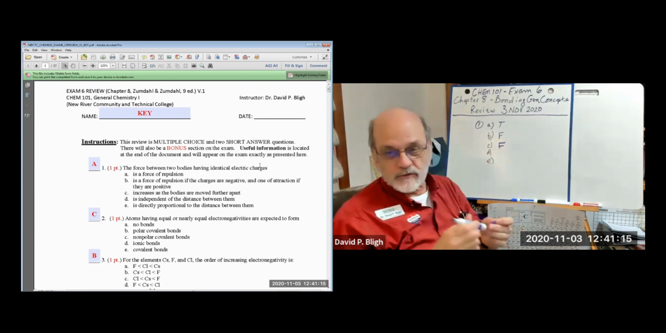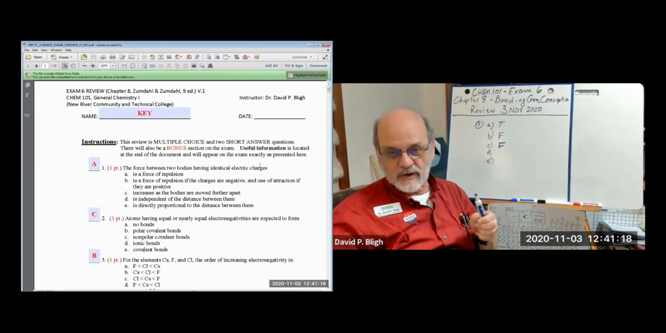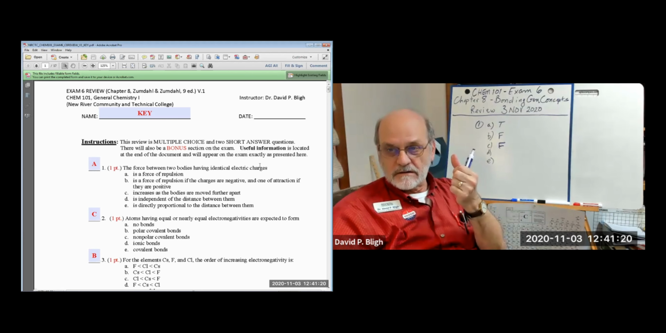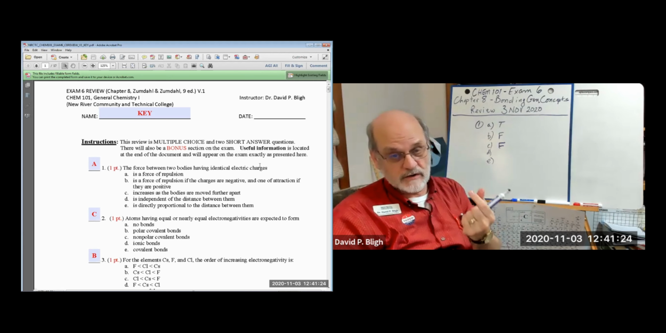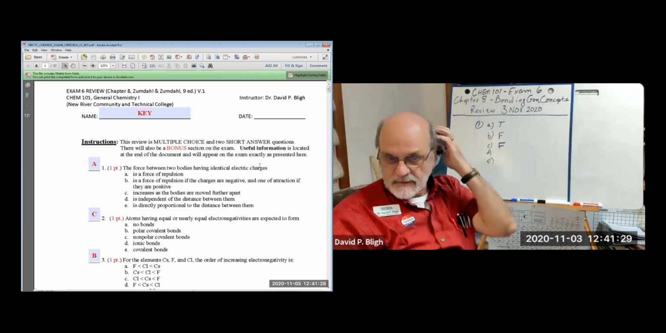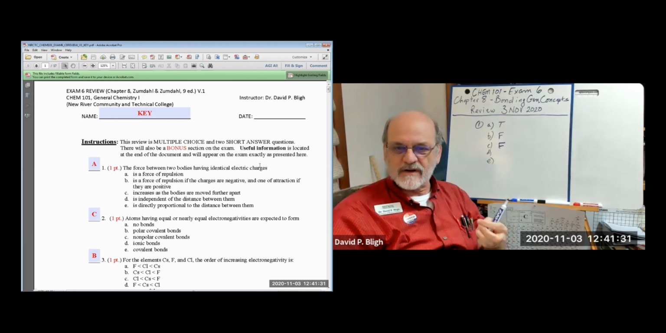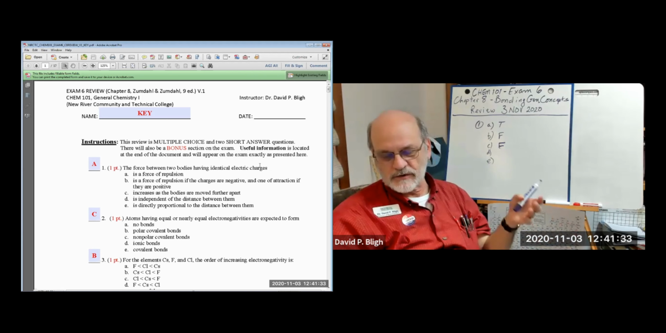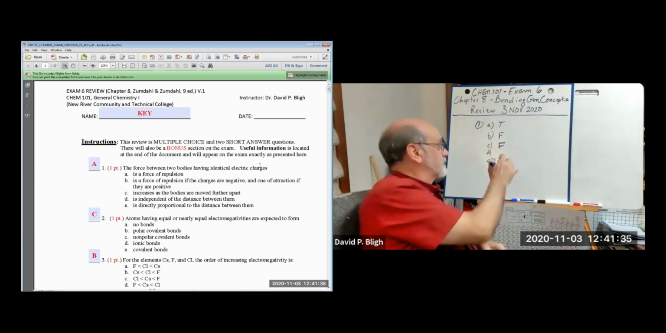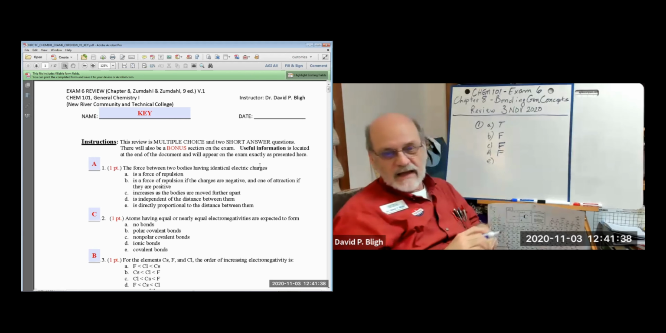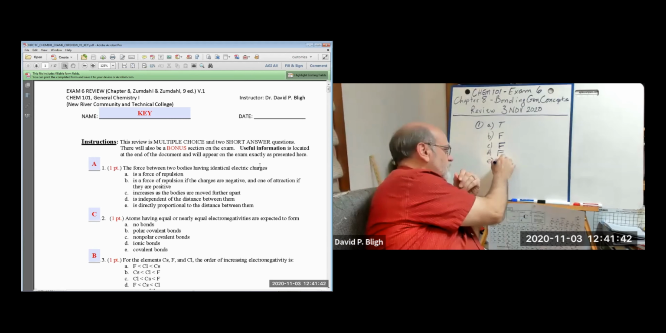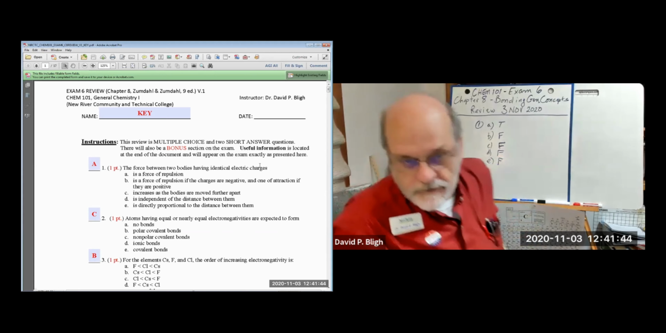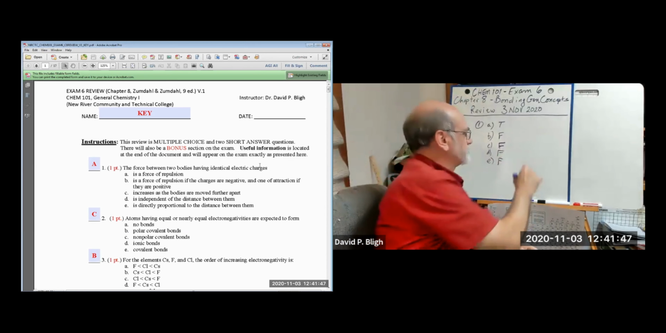So the force of repulsion is dependent upon both the sign of the charge, actually the magnitude of the charge as well, and the distance between them. D is independent of the distance between them. I just said it was dependent upon, so that one's false also. And then E is directly proportional to the distance between them. That's also false.